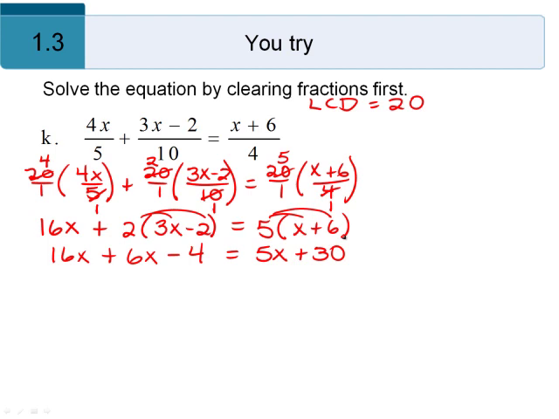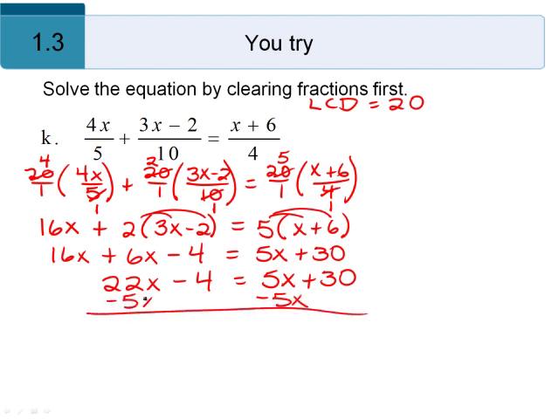Okay, look at the left side. I've got x's there on the same side of the equal sign. So I'm going to combine those. 16 plus 6 is 22x minus 4 equals 5x plus 30. Now we want to start moving our variables to the same side of the equal sign. So I'm going to subtract 5x from both sides, and that gives me 17x minus 4 equals 30.